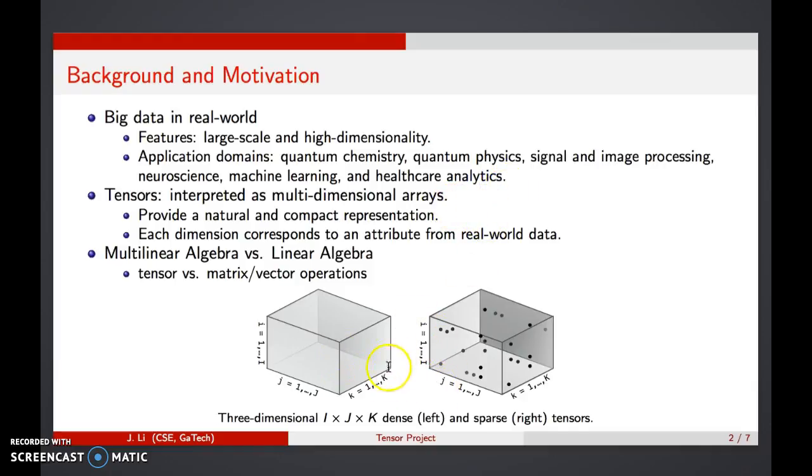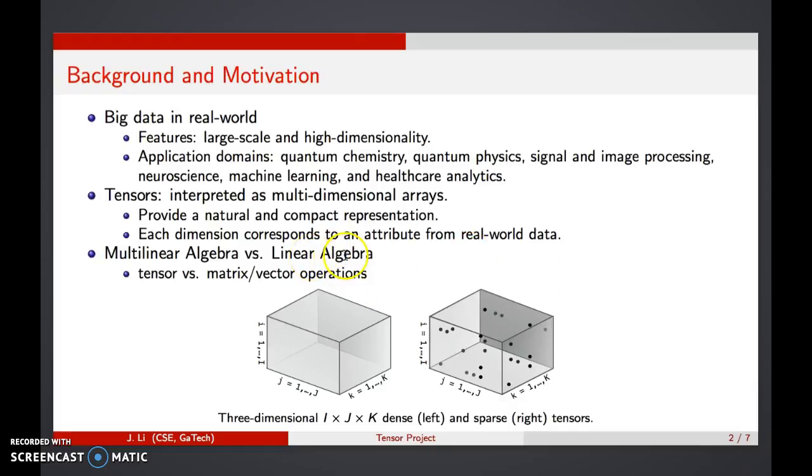Tensors can be interpreted as multidimensional arrays. We draw two three-dimensional tensors here. A tensor provides a natural and compact representation. Each dimension of it corresponds to an attribute from real-world data. So the left figure is a dense tensor. That means each entry in the tensor is non-zero. The right one is a sparse tensor, which means most of the entries in the tensor are zeros. Only the dark spots represent the non-zero elements.